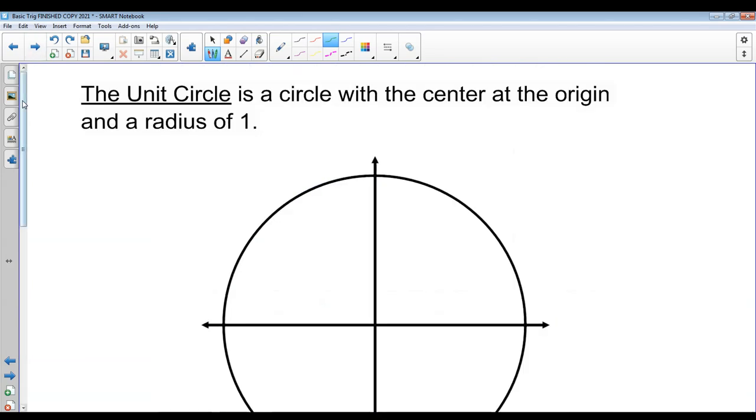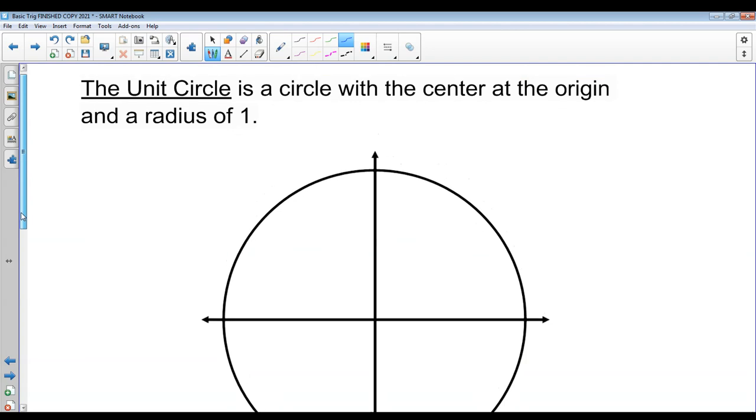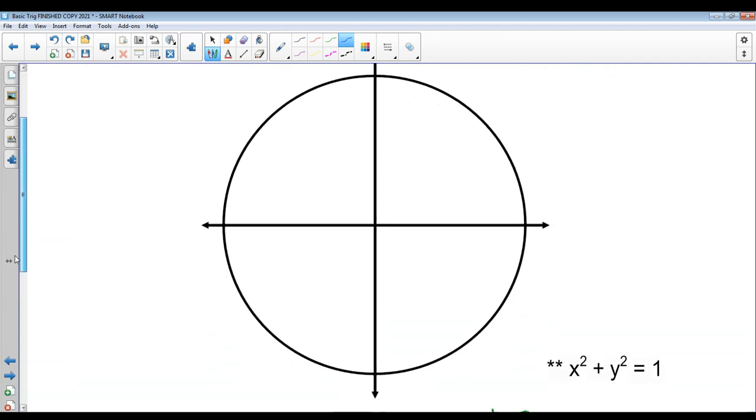So let's do a little diagram. This is what I want you to start on page 9 of your notes. There's our definition of the unit circle. And we're really just going to fill in a bunch of ordered pairs on this circle. All right, so we have our unit circle. There's your definition. Pause if you need to.